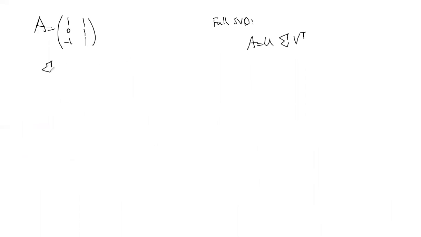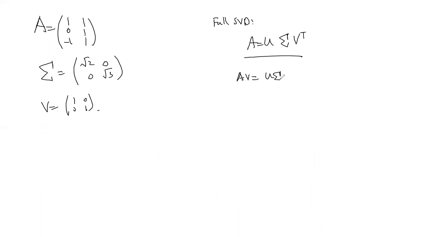We found that sigma was the square root of the eigenvalues. V was 1, 0, 0, 1. Okay, and then this is saying that AV should equal U sigma, because V here is orthogonal. And so that says you can just solve for U. So you can say U1 equals A V1 over sigma 1, and U2 is A V2 over sigma 2, where V1 and V2 are your singular vectors.